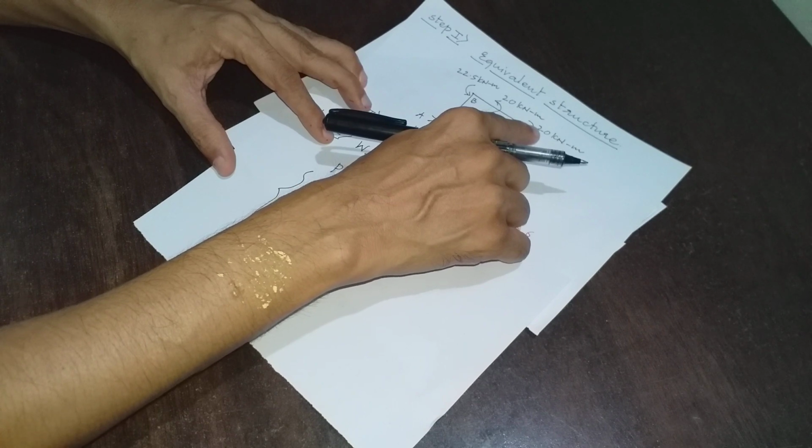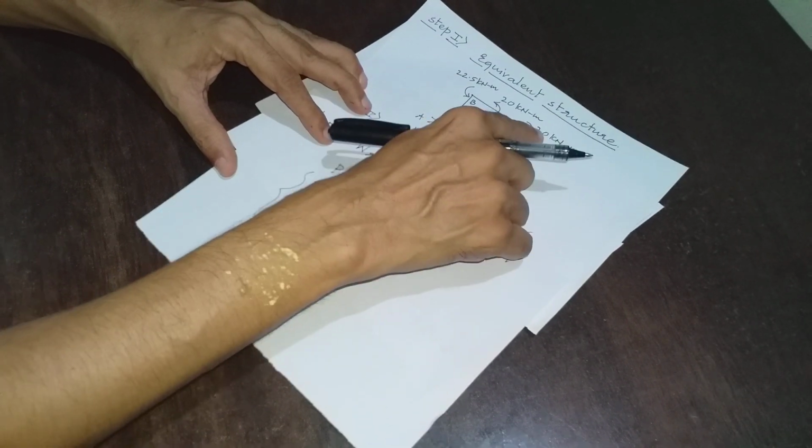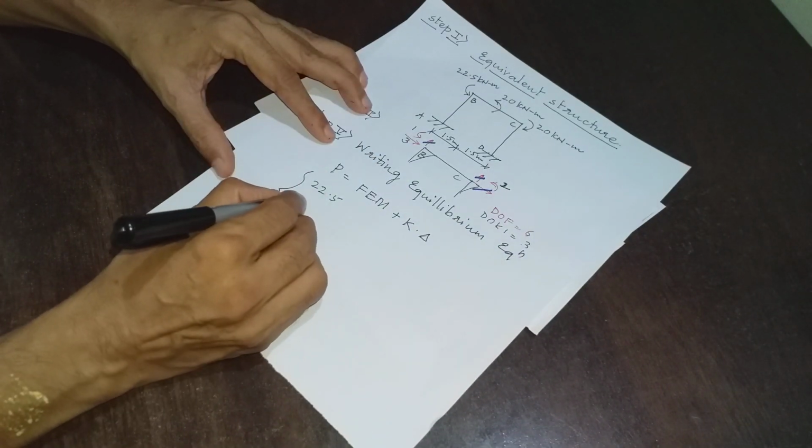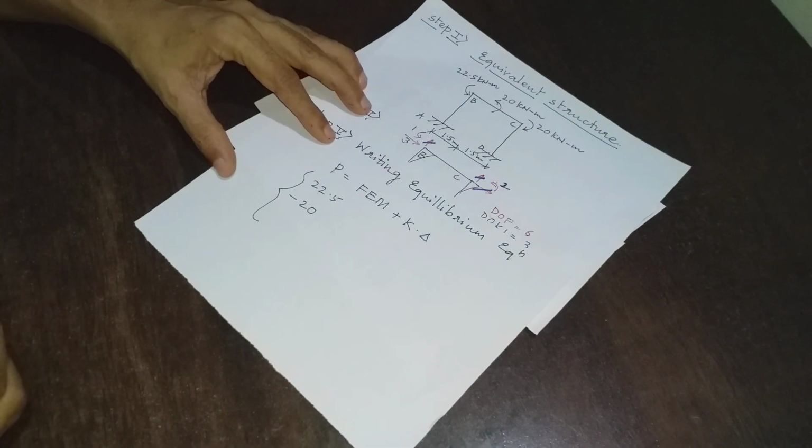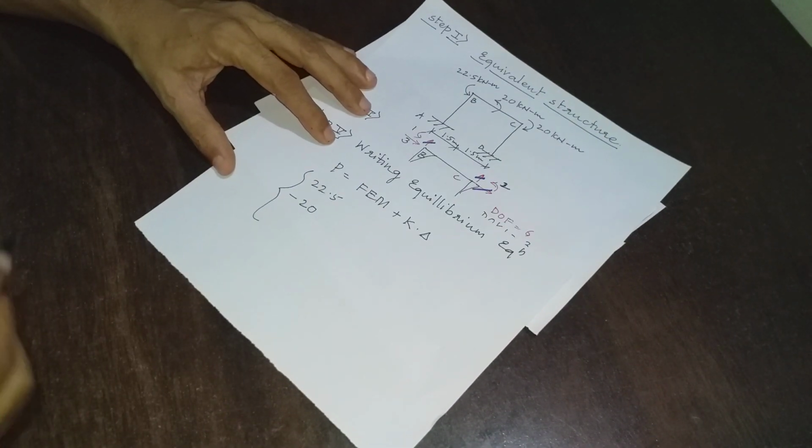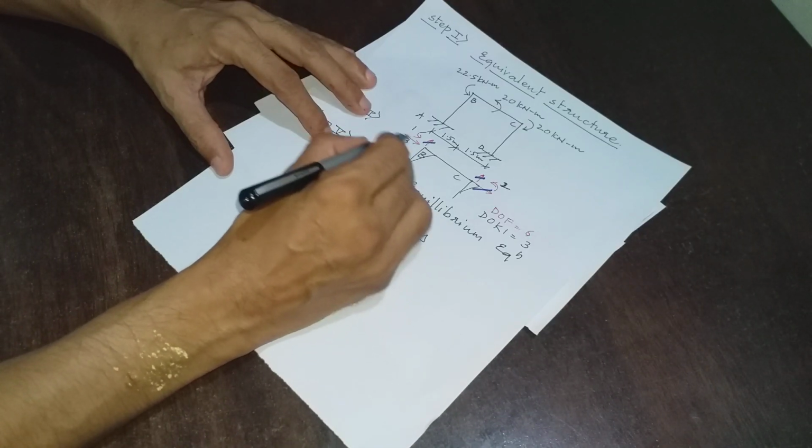Is there any force at C in the direction of P2? Yes, there is a force, but it is clockwise. That is why P2 is minus 20. And what about 3? External moment.